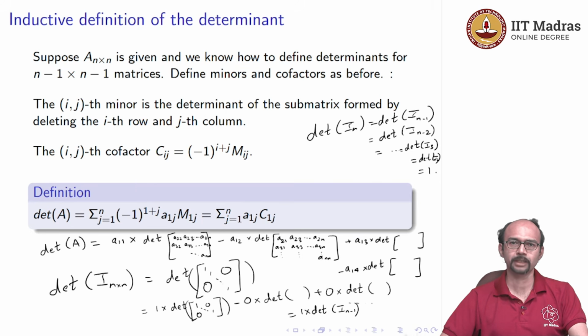And finally, we did one example, which was we computed that the determinant of the identity matrix of any size 3 by 3, 4 by 4, 5 by 5, 10 by 10, any n by n is 1.